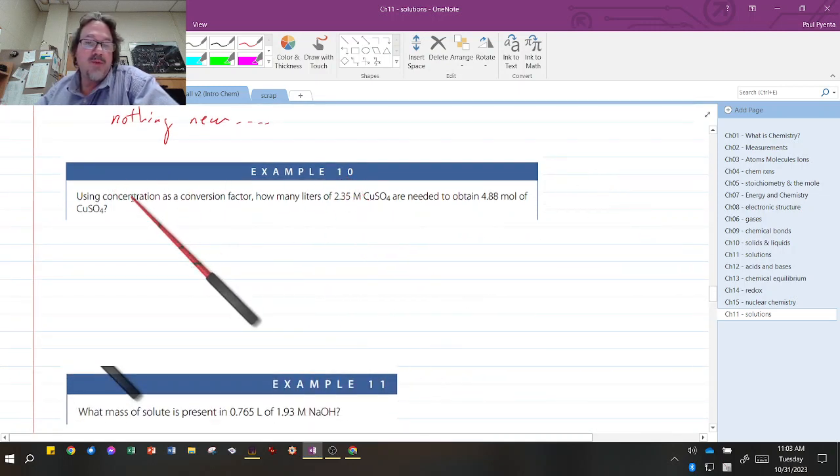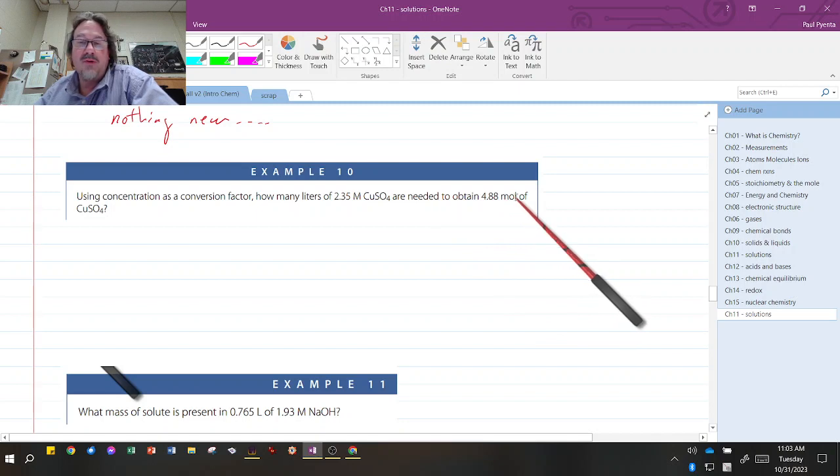Example 10 from the textbook. Using concentration as a conversion factor. So again, here's the real question: how many liters of 2.35 molar copper sulfate, so again, it gave me a concentration, are needed to obtain 4.88 moles? Notice that's not a concentration, that's just an amount. It's like grams or moles or dozens, right? Just an amount of this copper sulfate.